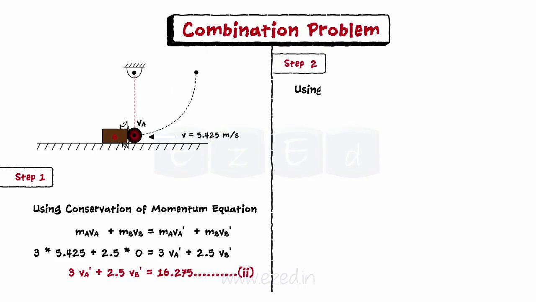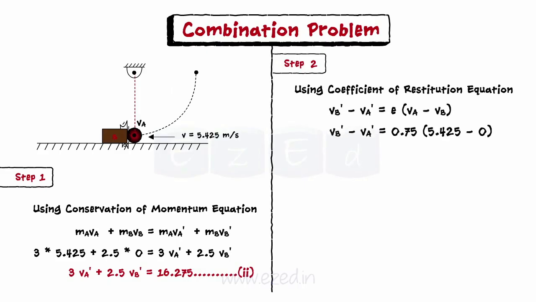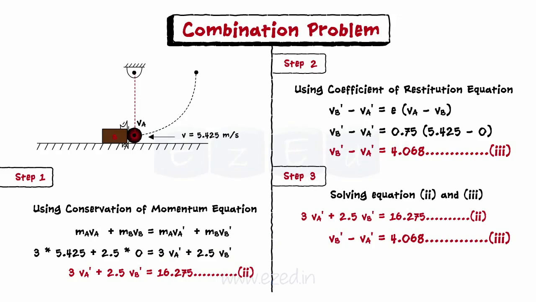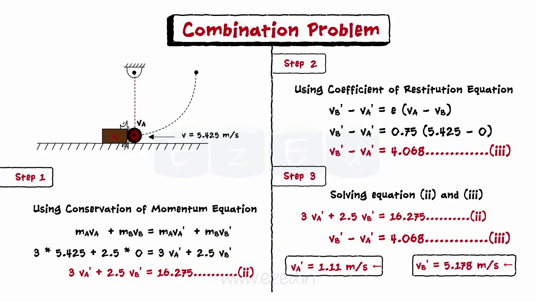Step 2. Use coefficient of restitution equation. On substituting the values, we get equation 3. Step 3. Solving equation 2 and 3, we get the velocities after impact of sphere and block.